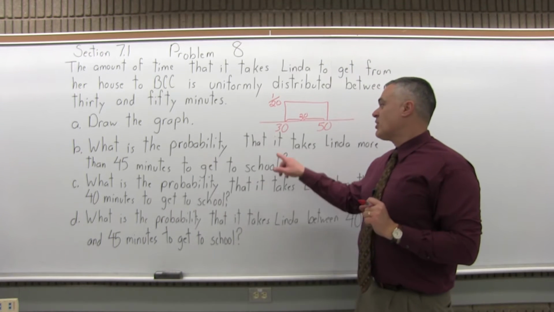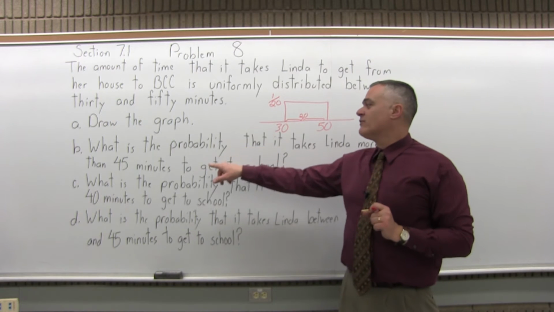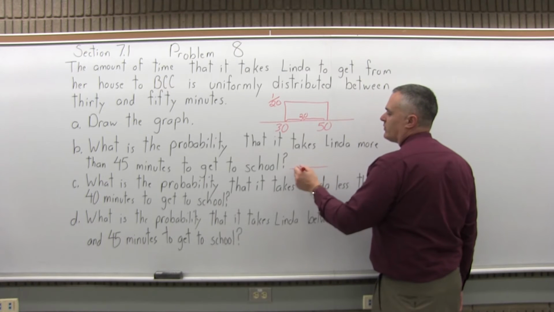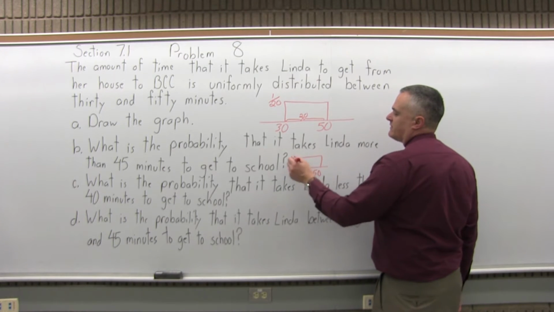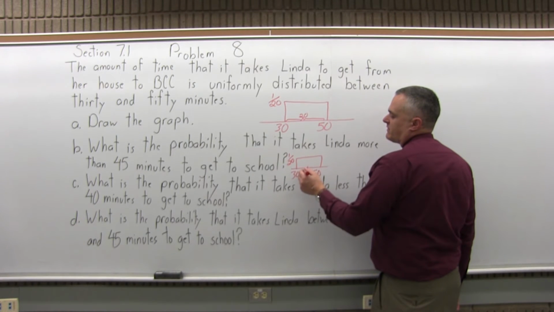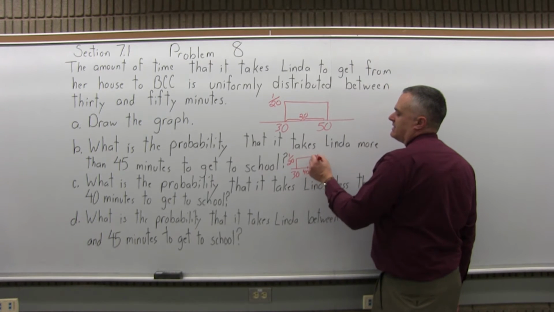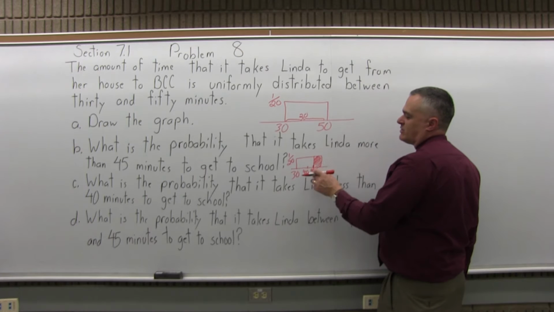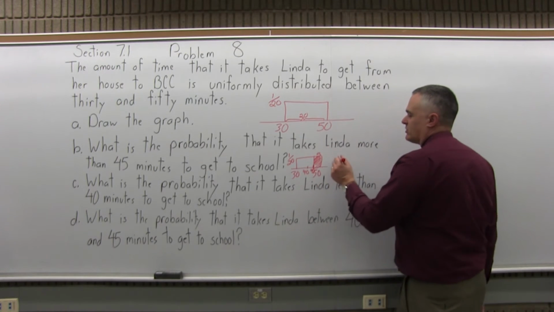So now B, what is the probability that it takes Linda more than 45 minutes to get to school? So more than 45. We have a rectangle that goes from 30 to 50. The height is 1 over 20. From 30 to 50, 40 would be in the middle. 45 is that last little bit of the rectangle. So more than 45, that's the stuff that comes after it. So from 45 to 50, the length or base would be 5, and the height is 1 over 20.